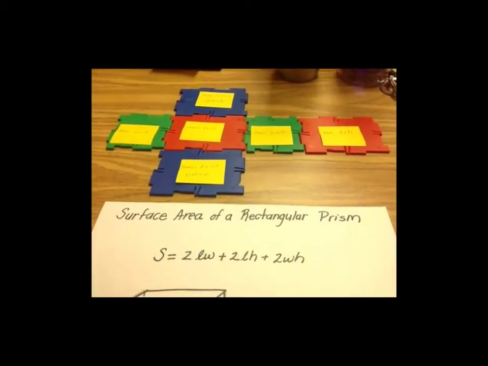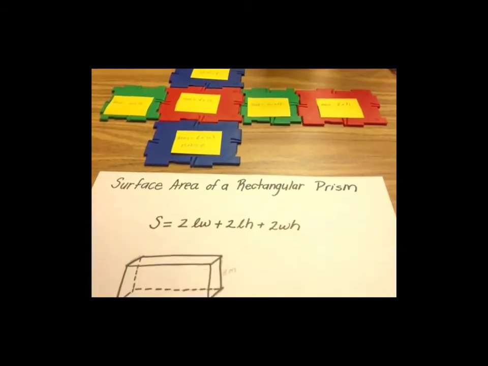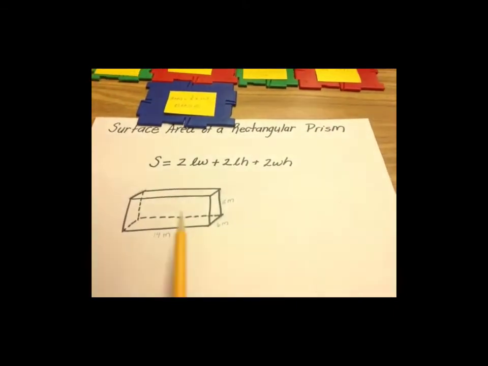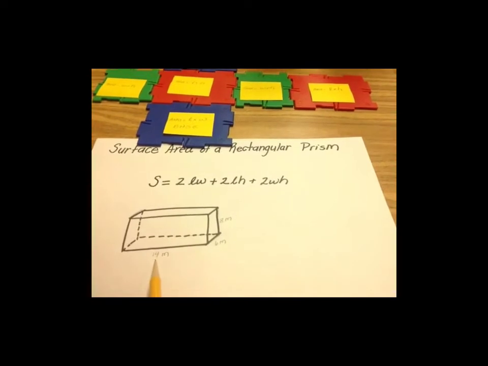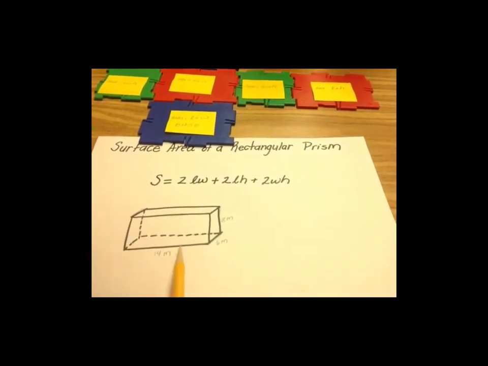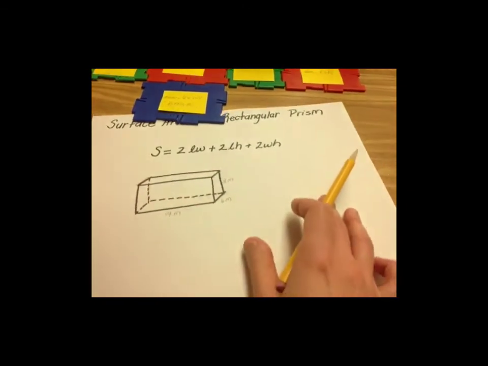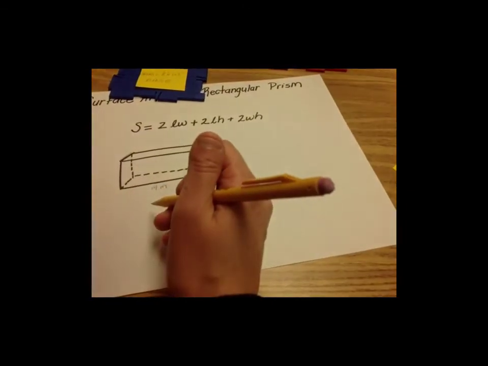So now we know how to find the surface area, let's do a practice problem. So here's a rectangular prism that I've drawn, and the dimensions are labeled. So the length is 14 meters, the width is 6 meters, and the height is 8 meters. So I'm going to go ahead and plug in those numbers.